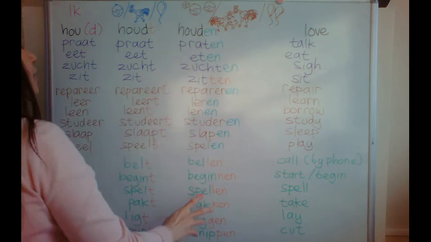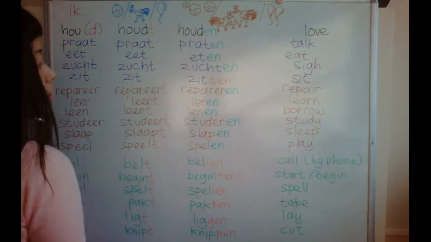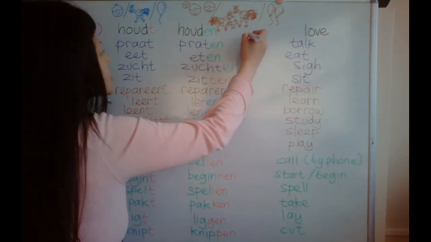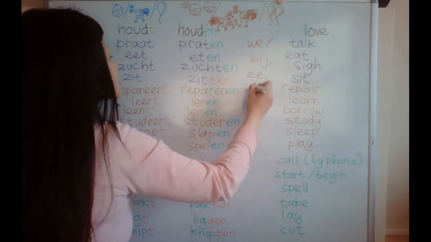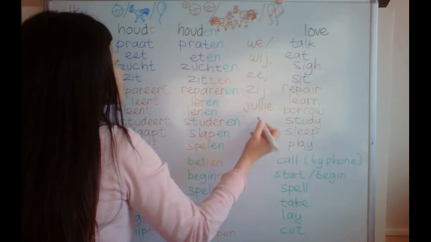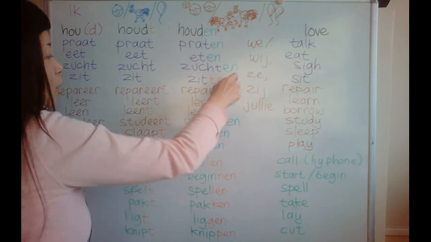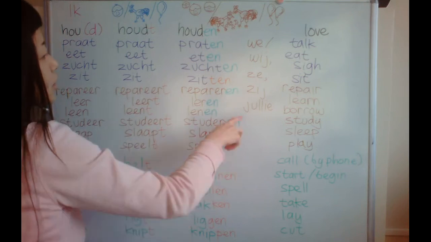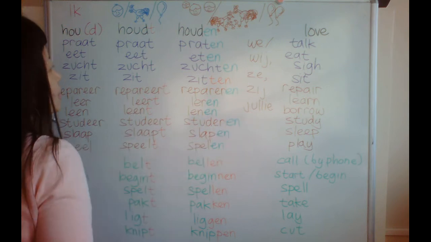And subject that consists of more than one, I will write here also with brown, so it's similar with this. Wij or we is we. Ze or zij is they. Jullie is you guys.